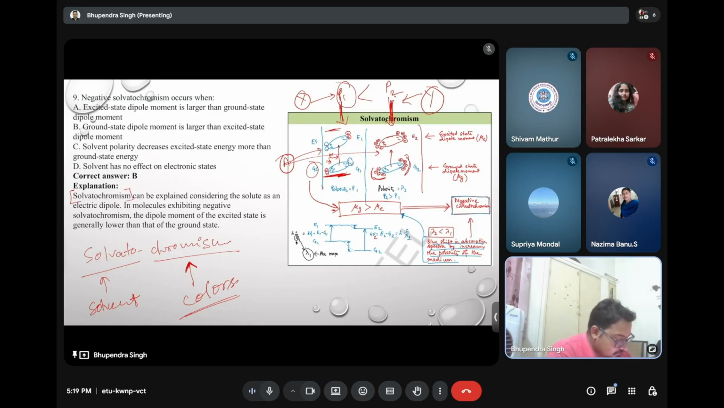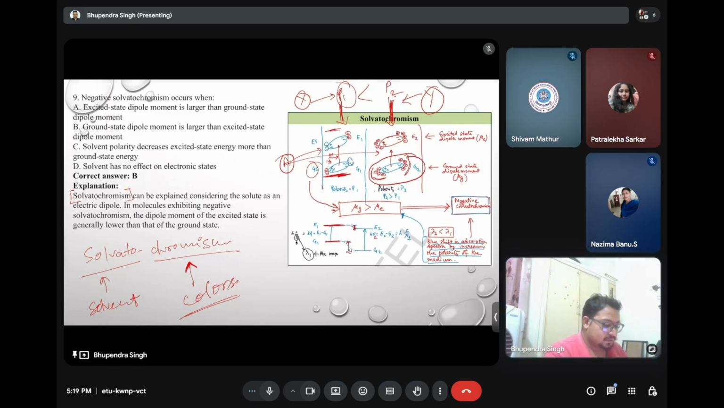So what will the condition be? This is the ground state, this is the excited state. In this case, when the polarity is higher, what will happen? This Z2 will be more stabilized, so this difference is there. Stabilized means the energy is less. So that is why the band is lower than the G1, and it is much lower compared to this band. See, E2.